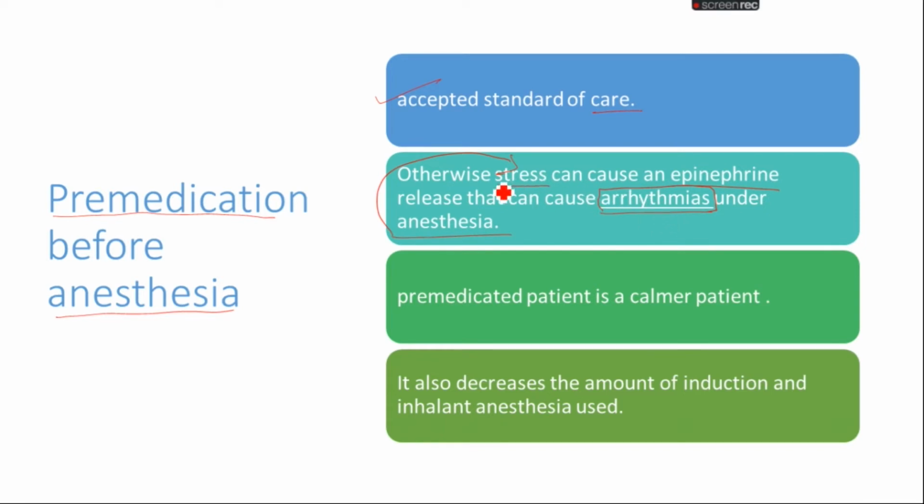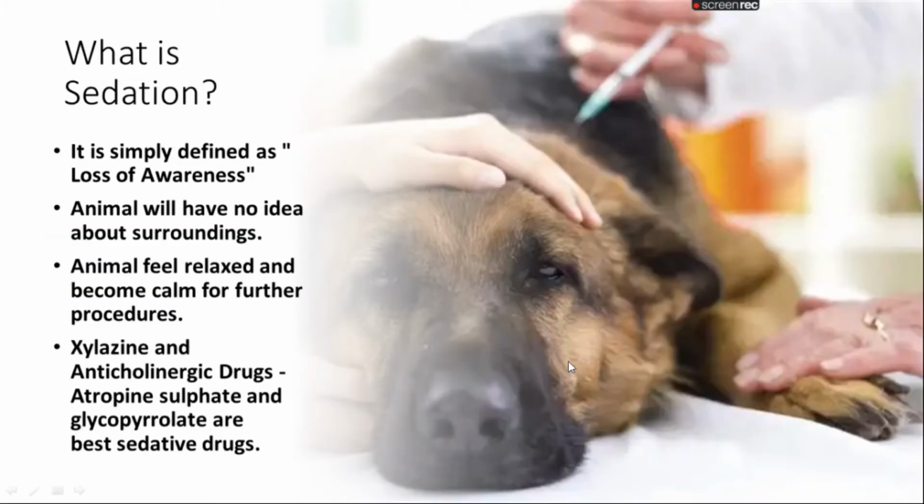Therefore, we have to remove the stress, we have to remove the pain, and we have to make the animal lose awareness of what is happening in its surroundings. We don't want the animal to remember that, right? So therefore we provide pre-medications to the animal. As we can say, a pre-medicated patient is a calmer patient, and it is easier to handle that patient. It also decreases the amount of induction and inhalant anesthetic used.